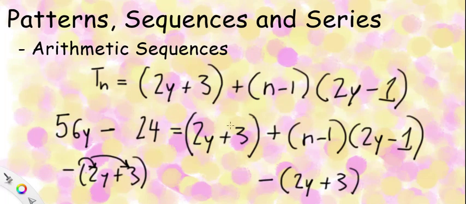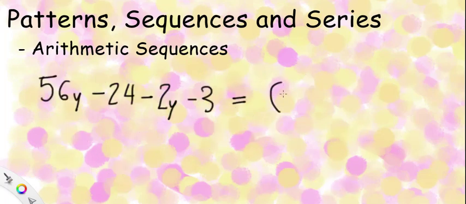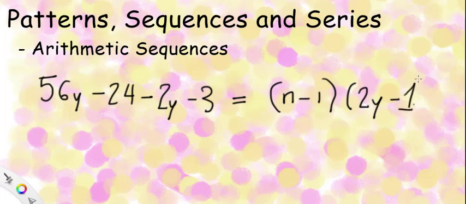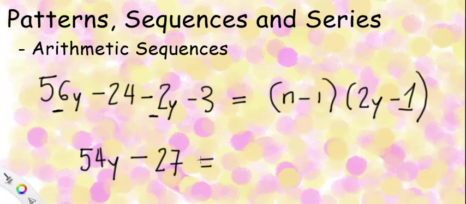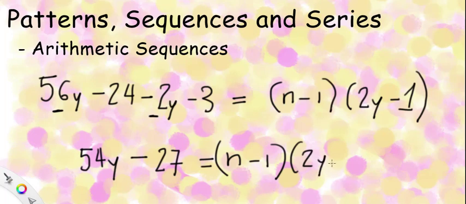Should equal to, on this side, this is going to cancel out because it gets subtracted. And then we're going to be left with n minus 1 and 2y minus 1. Okay, my handwriting is improving. Great. So we group like terms, 56y minus 2y, we get 54y. Minus 24 and minus 3 combined, added together, gives us minus 27, should equal to n minus 1 brackets 2y minus 1.